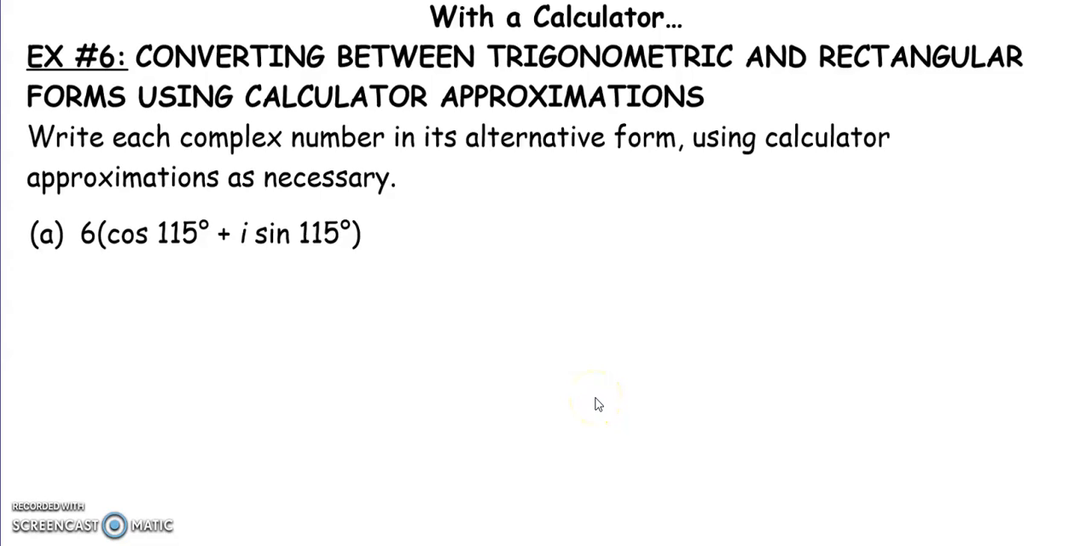Now, sometimes we get to use a calculator with our vectors. It's a lot easier than the unit circle because it's just plugging it into a calculator, but our answers are going to be less exact because we're doing decimals. So let's convert this trigonometric form into rectangular form, and we're going to use our calculator for our approximation.